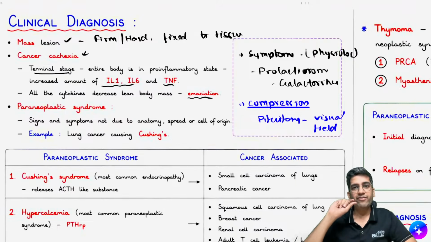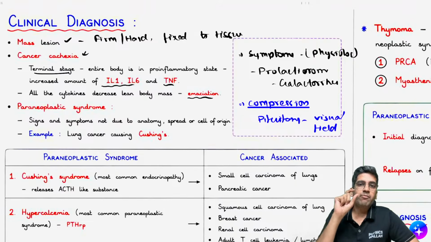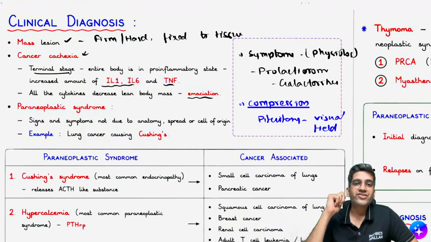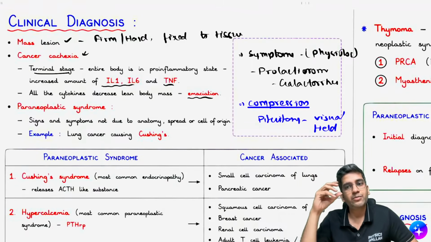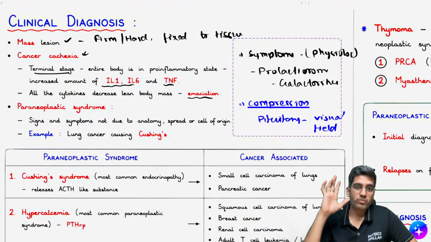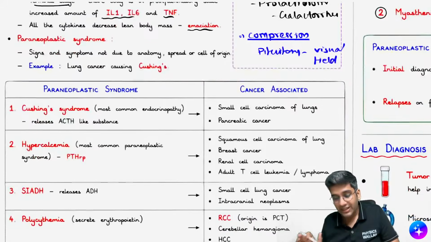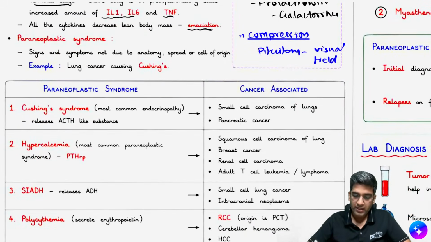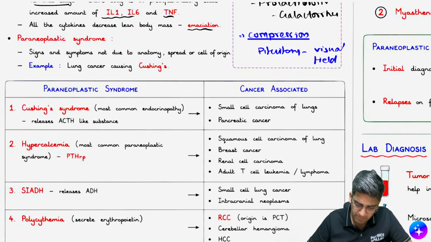So I can have a mass. I can have a compression due to the mass. I can have secretion due to the mass. Or in the terminal stage, I can have cancer cachexia. Or I can have paraneoplastic syndrome. Paraneoplastic syndrome alone can be a short answer. So what do you mean by paraneoplastic syndrome?